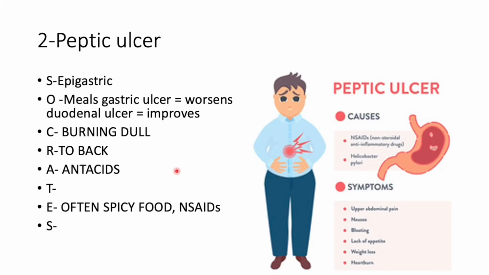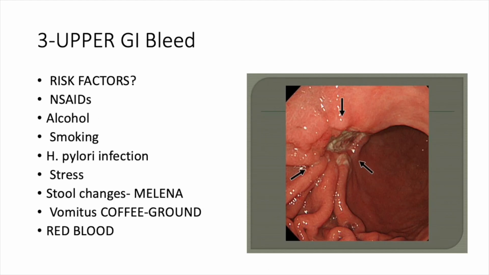In peptic ulcer, again the site will be epigastric. It may be aggravated or worsened by meals in gastric ulcer, and improved in duodenal ulcer. The character of the pain is burning or dull. It may radiate to the back and be relieved by antacids. But timing and progression you have to tell depending upon the patient's symptoms. Often exaggerated by spicy food and NSAIDs. Severity again you have to assess depending upon the grade of symptoms or whether daily life activities are interfered with. So any symptom can be analyzed on the 7 dimensions.